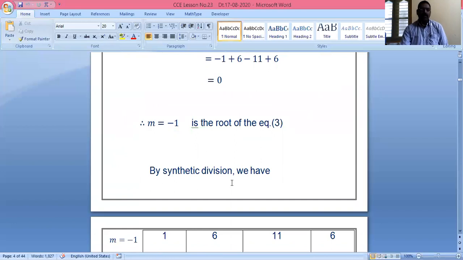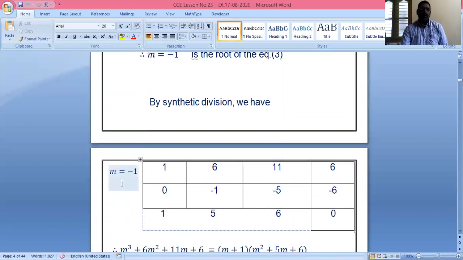By synthetic division, we have m is equal to minus 1. Here we write all the coefficients of the equation, starting from the coefficient of m cube to the constant, we get 1, 6, 11, 6.